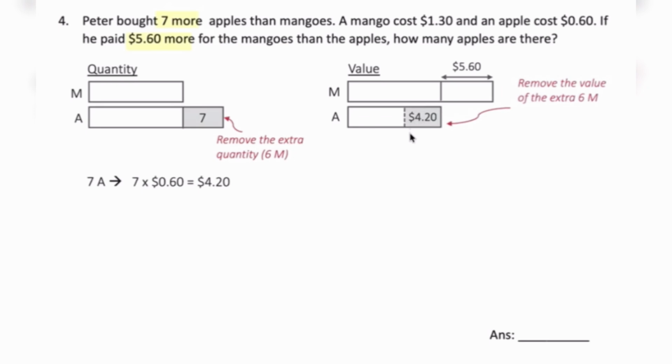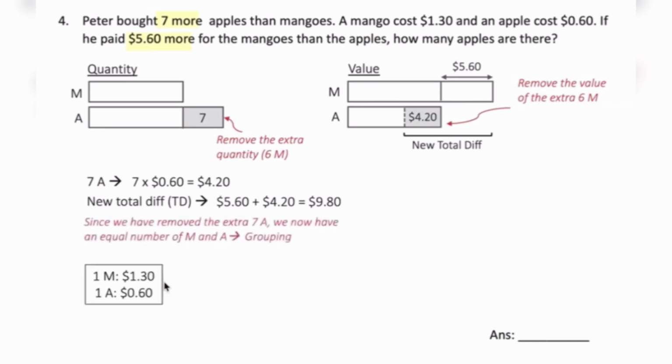Now, this is the new total difference. Okay, the mango will be here. The value of all the mangoes will be here. The value of all the remaining apples will be up to here. So the total difference between the mangoes and the remaining apples will be 420 plus 560, which is 980. Okay, this 980 is made up of differences between equal number of mangoes and apples. So I can group them together.